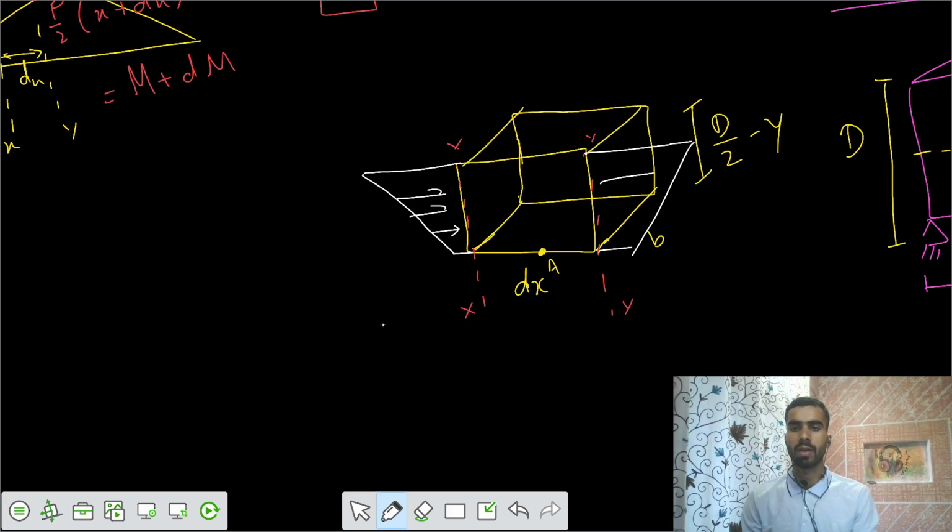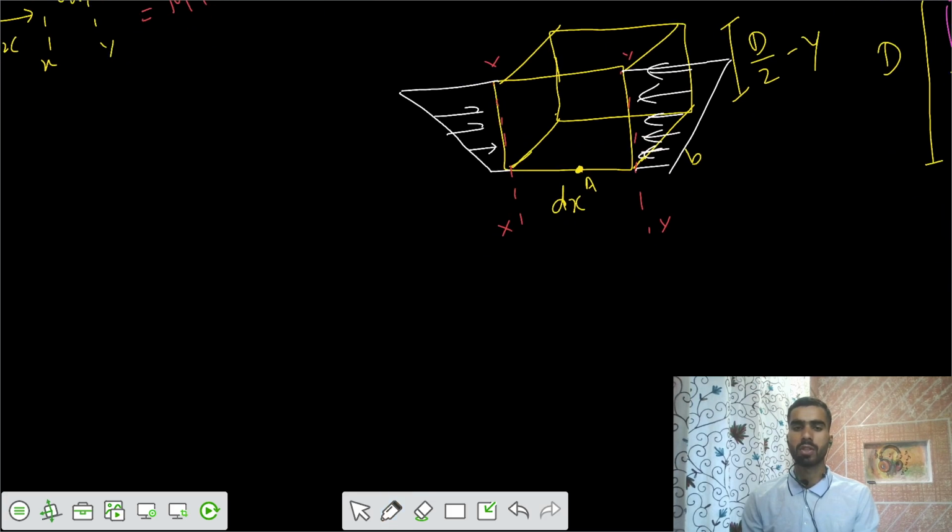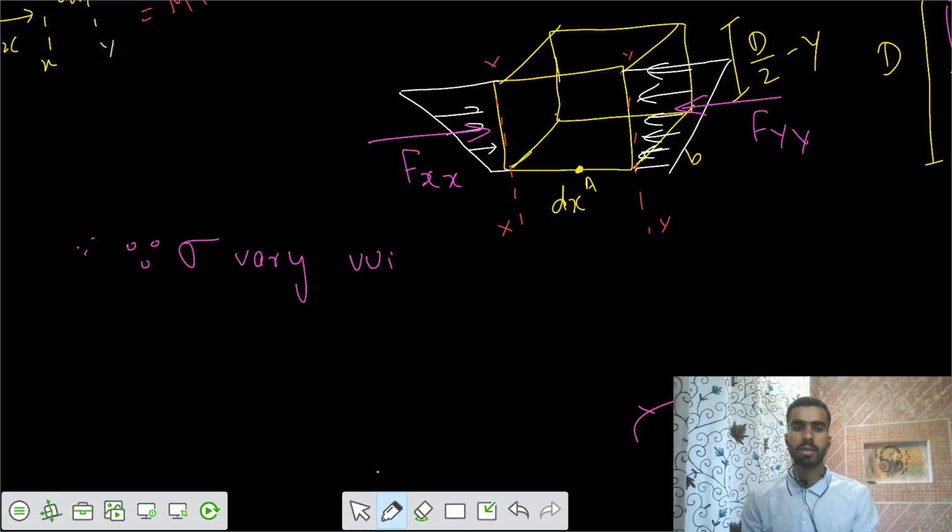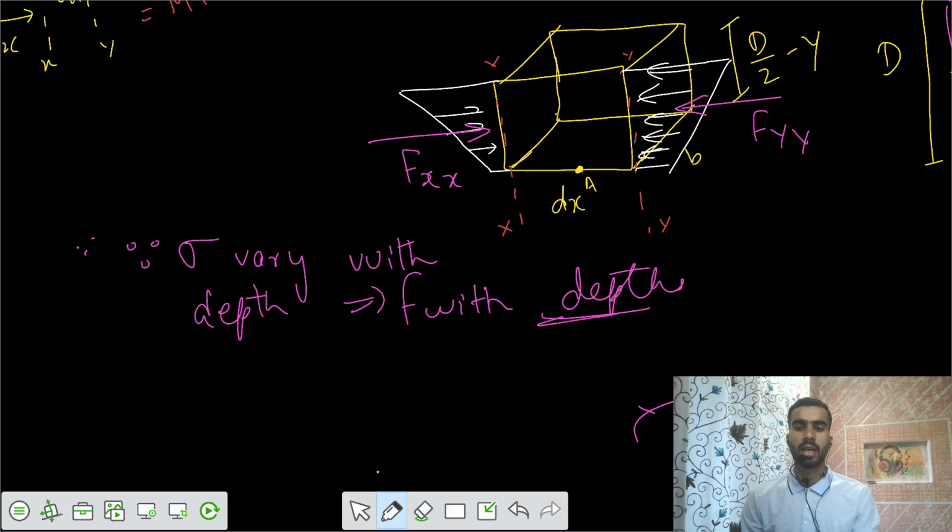So there is some stress variation. Both sides, we have compressive stress on the different cross sections. Let's say there is some net force in the XX direction, and there is some net force because of that on the YY cross section, FYY. But because your stress is varying with the depth, that means your force varies with the depth. So you need to take that into account.